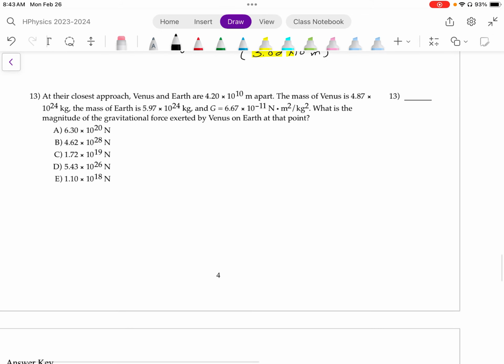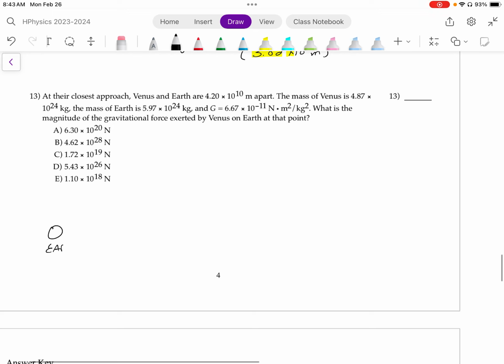All right, one last problem. At their closest approach, Venus and Earth are 4.2 times 10 to the 10 meters apart. The mass of Venus is given, the mass of the Earth is given, and big G is given. What is the magnitude of the gravitational force exerted by Venus on Earth at this point?